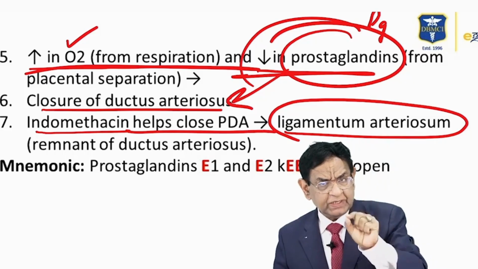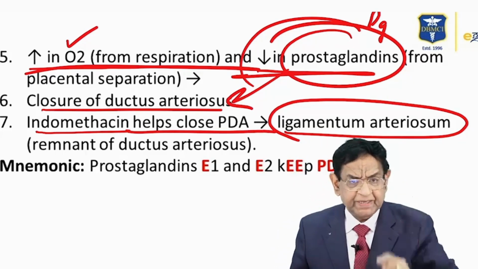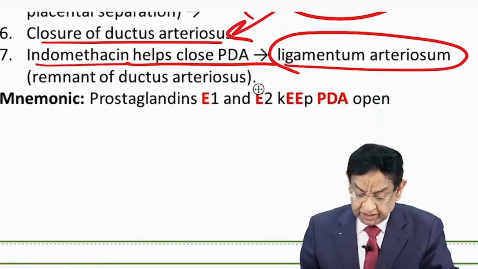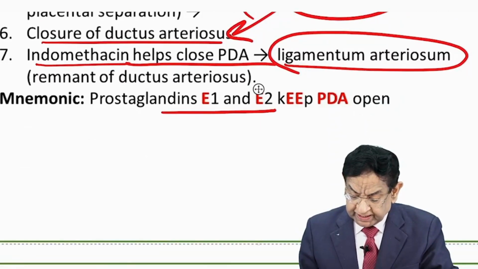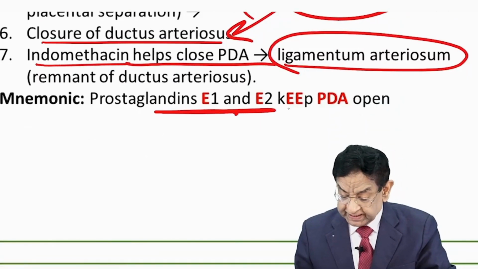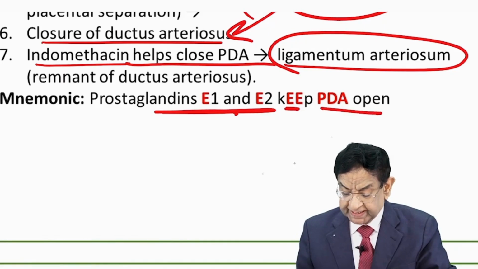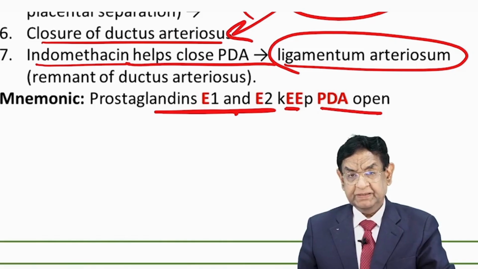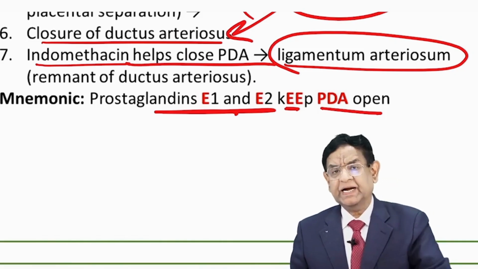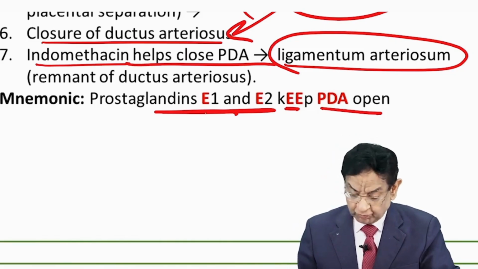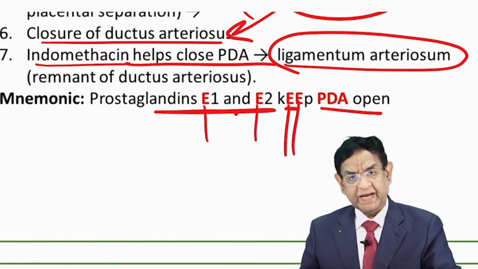Point to be noticed: it is the prostaglandins which maintain the PDA. So the mnemonic is prostaglandin E1 and E2. They keep the PDA open. Point to remember which prostaglandin: E1, E2, they keep the PDA open.